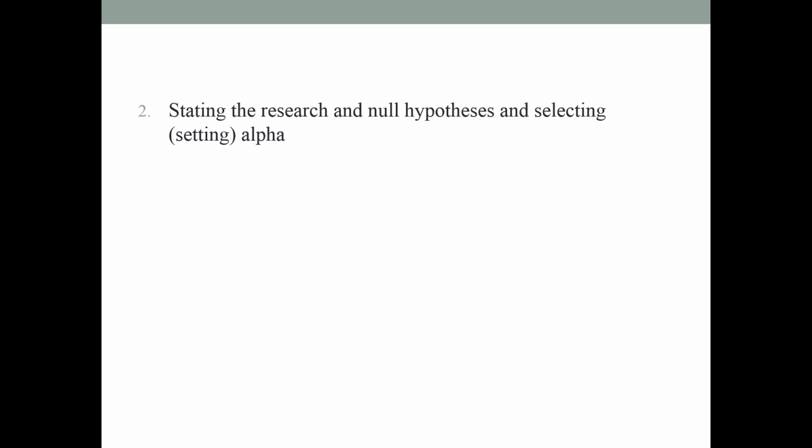So the second step is stating the research and null hypothesis and setting the alpha level. Alpha level means the level of significance. Now, we always use 0.05, right? 5%, because of Ronald Fisher, I discussed this before already. But actually, theoretically, researchers select the alpha level themselves. So you don't really have to adopt this 5% thing.